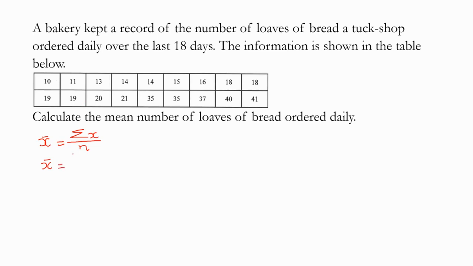So we say the total, if you add everything, you get 396, and then divided by 18. Okay, and then we get that the mean is 22 loaves. Okay, yeah, that's the answer there.